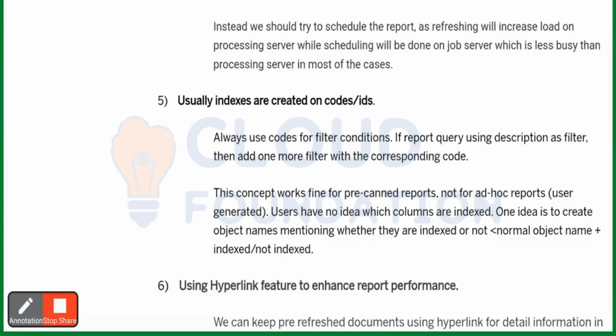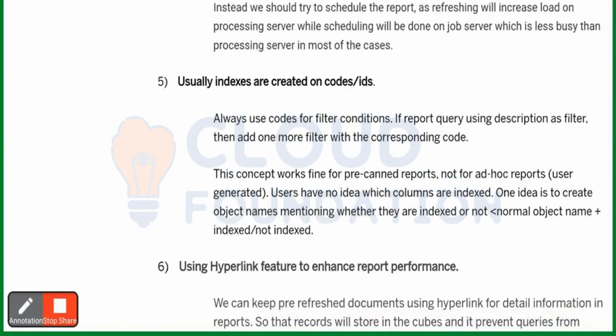To elaborate: if a report query is using description as a filter, then add one more filter with the corresponding code. If you don't know the corresponding code, it is better to look it up, so you don't need to use the company description alone. Then we have to add the corresponding code also. In this way, it will improve the performance.